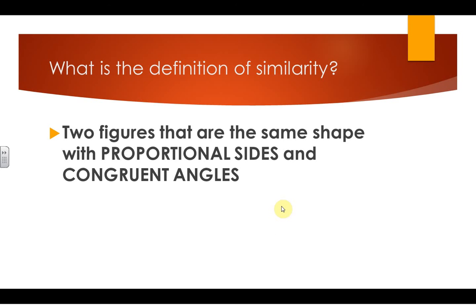Okay, what is the definition of similarity? It's two figures that are the same shape with proportional sides and congruent angles. This should be your mantra for this chapter. Proportional sides, congruent angles. So same angles, different sides.